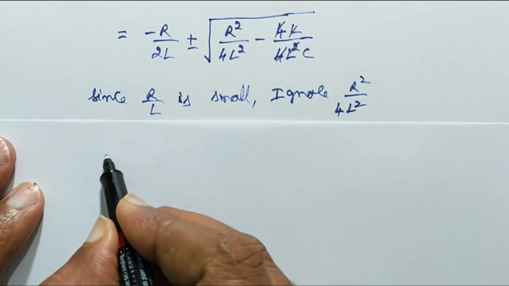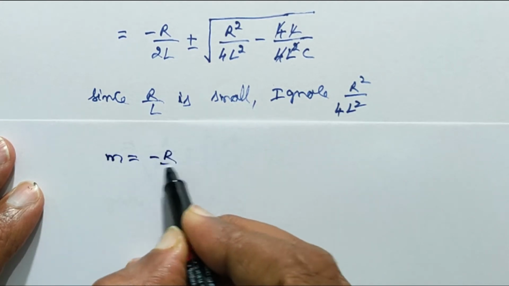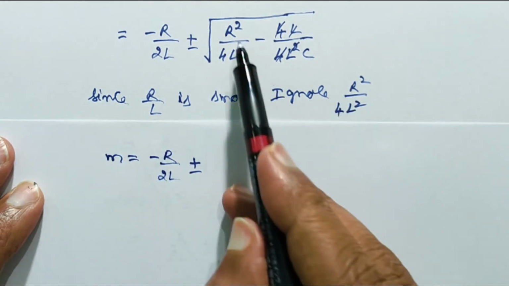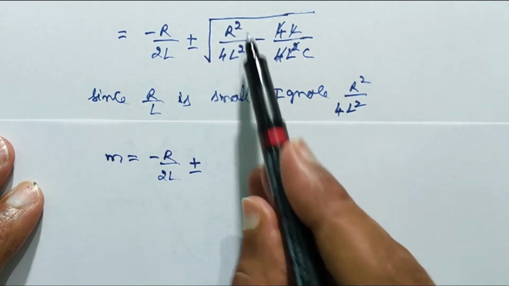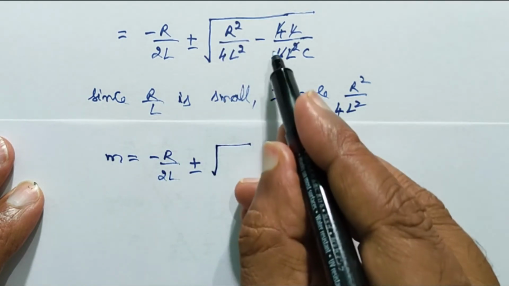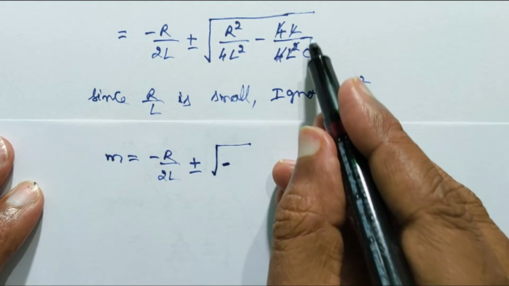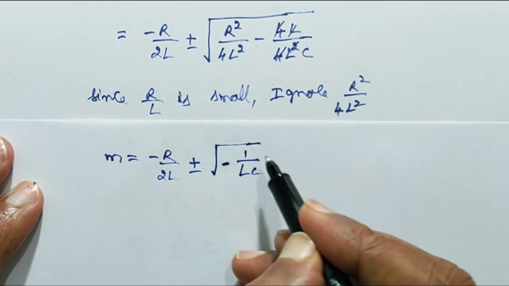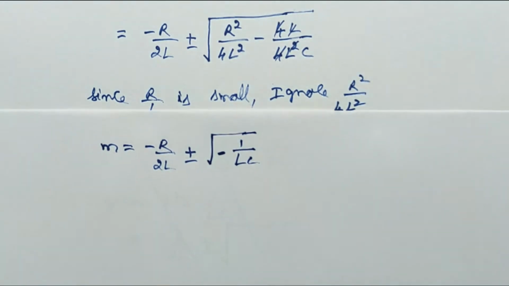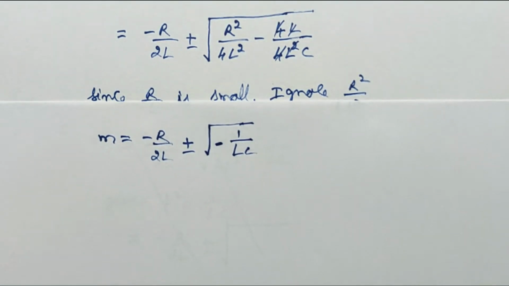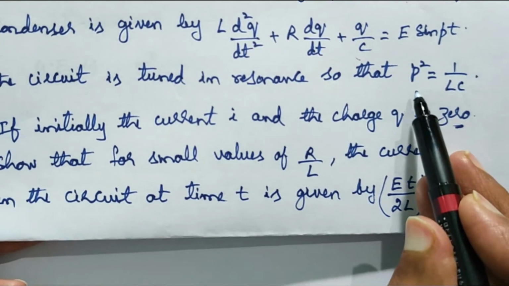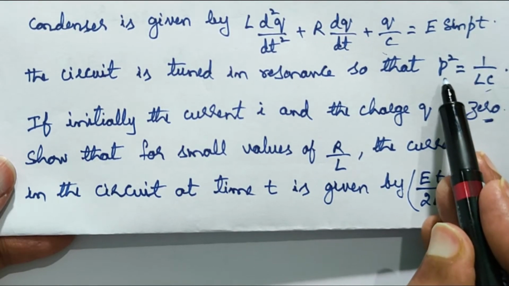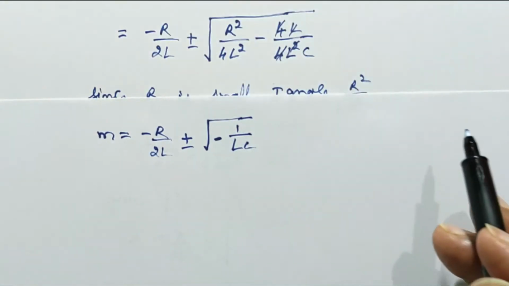So you can write m to be equal to minus R by 2L plus or minus. Since we have ignored this value, we will be left only with minus of 1 by L times C. But if you look at the question, it is given that P square is nothing but 1 by LC. So in place of this 1 by LC, I can replace the value as P square.